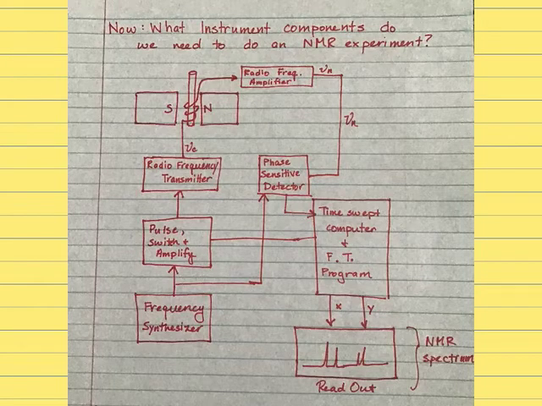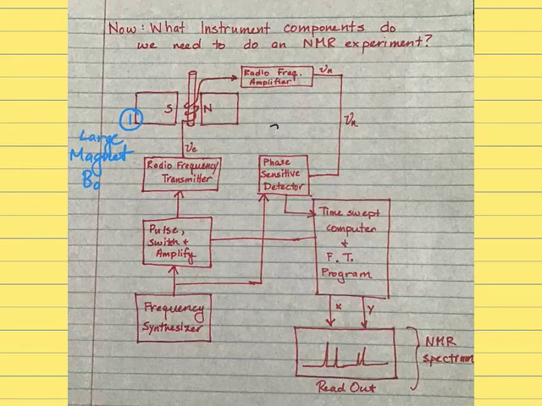So the first component that I want to point out is right here, number 1, and it is a large magnet. This large magnet, you can see the north and south ends there. This is what's used to create B0, the external magnetic field.